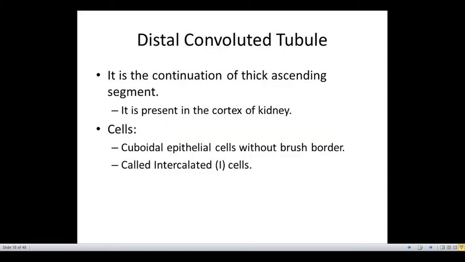Distal convoluted tubule. It is the continuation of thick ascending segment of the loop of Henle. It is present in the cortex of kidney. Its cells are cuboidal epithelial cells without brush border, and these cells are called intercalated or I cells.